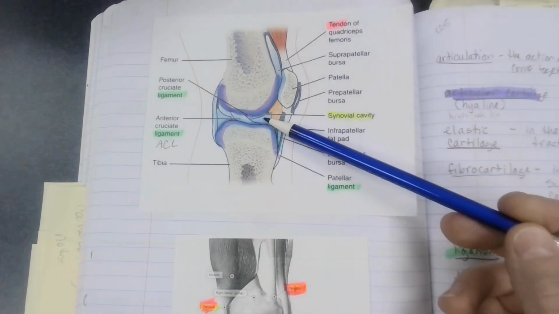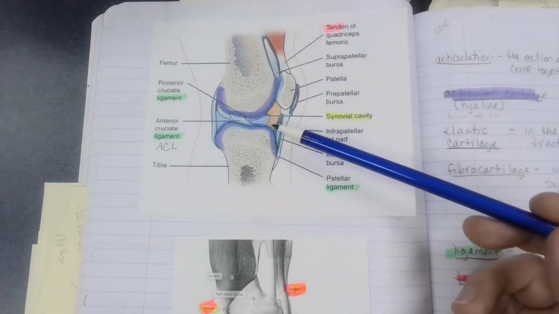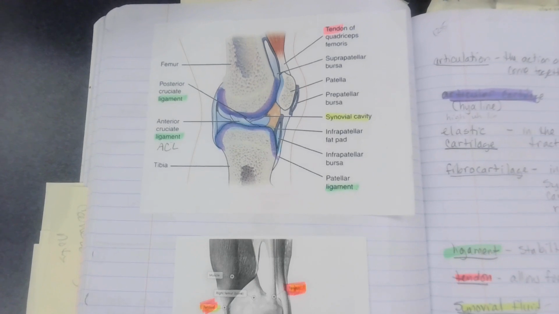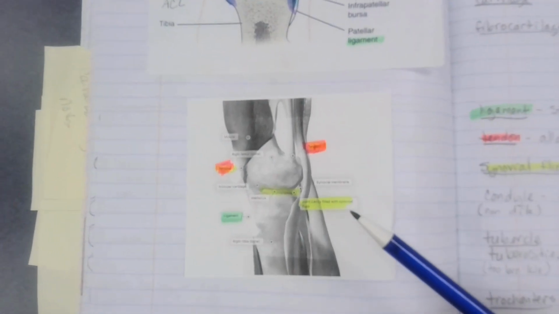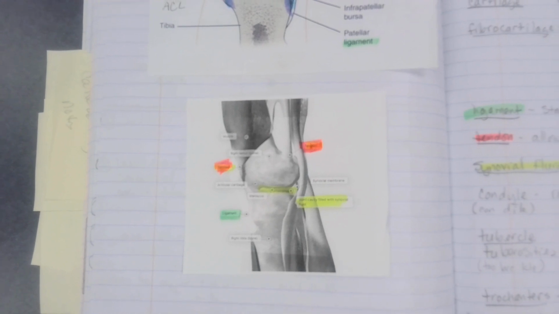Synovial fluid is going to be in that synovial cavity, that oily fluid. There is a membrane that helps enclose that cavity right there. So here's our joint cavity that would be filled with synovial fluid.